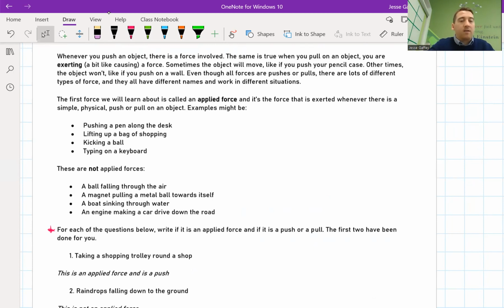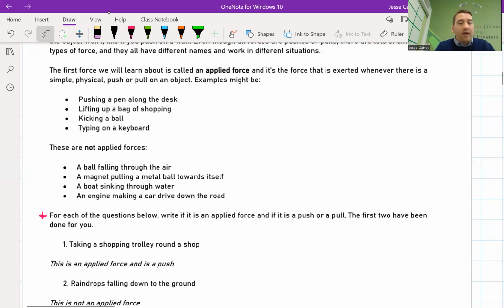Okay? All right, so let's read what it says. Question one says, what happens if you take a shopping trolley around the shop? Is it a push or a pull? And is it an applied force or not? If it's an applied force, you want to know, is there contact or no contact? If there's contact, then we say it is an applied force. If there's no contact, we say it's not an applied force. Okay, so just a quick reminder.